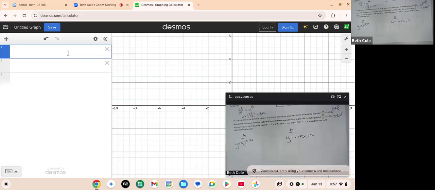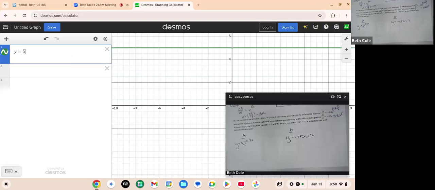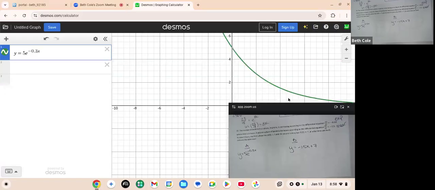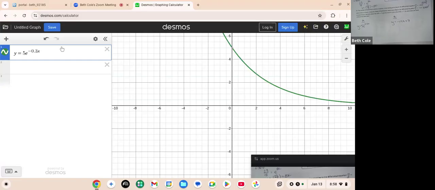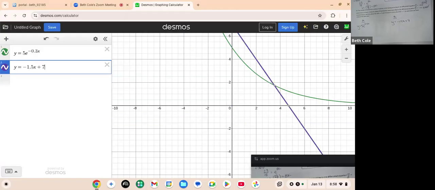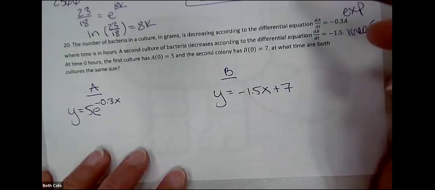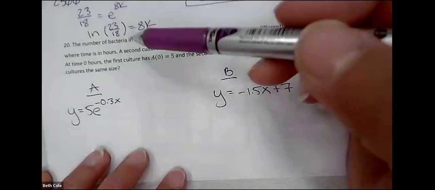Oops. So first one is... and see how it's an exponential decay? It's like a little swoopy thing, but it's swooping downwards. They said the amount of bacteria is decreasing. All right, and this is our answer right here. Time is 3.5, whatever it was, days or hours. What did they say it was? 3.5 hours.